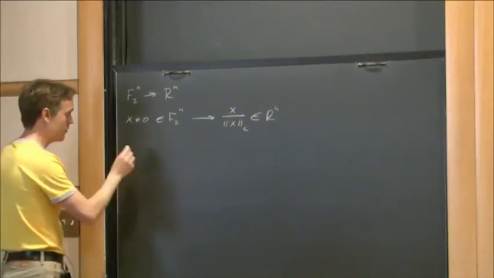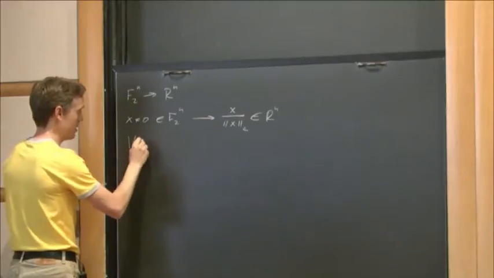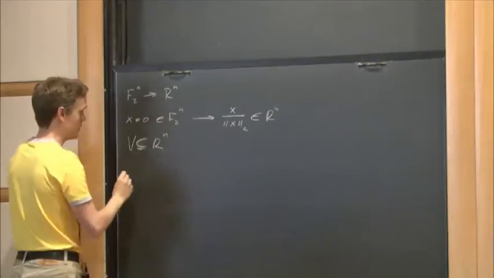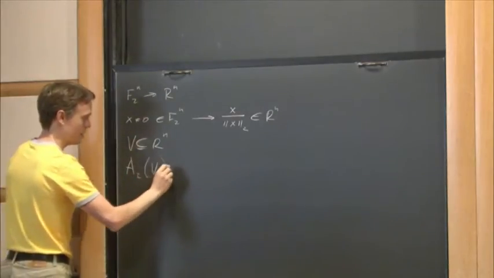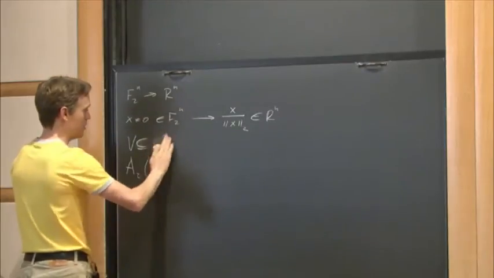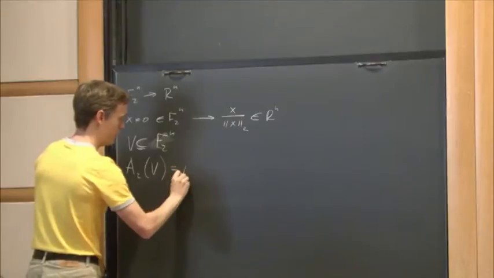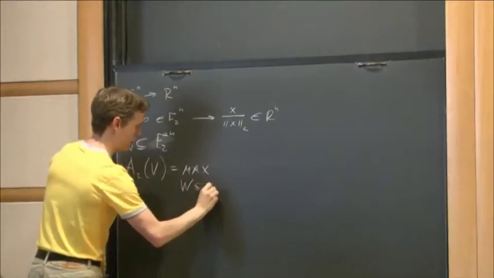And then we define the following quantity. Let's say that I have a set V in Rn, a finite set maybe. This is our main quantity, A sub r. Let's say it's in F2 to the n. A sub r of V is the max for W in Rn.